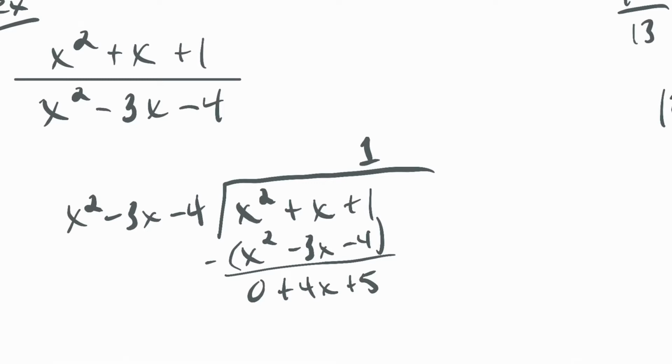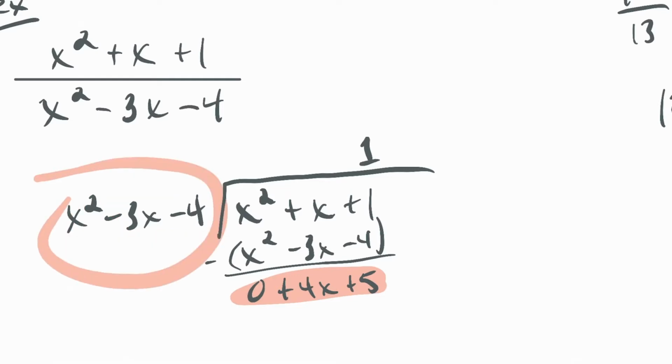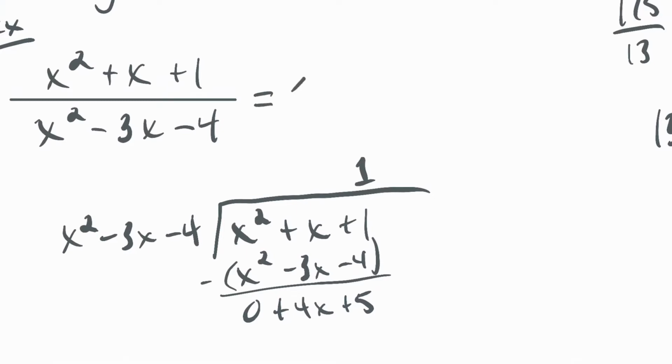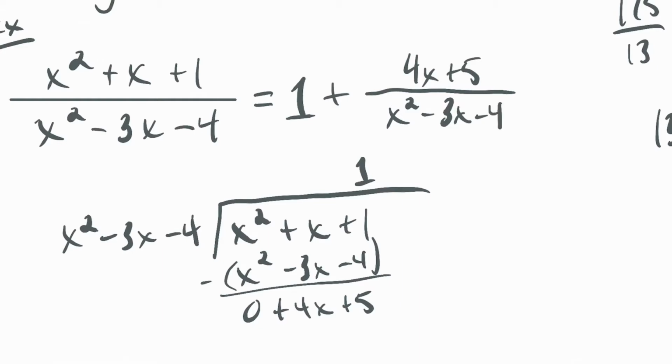Now, I don't have any quadratic term here, so I'm done dividing. I can't subtract x squared at all. And I wouldn't focus on just these and ignore this one. That's not how it works. This is the divisor, and if I can only go through 1 time, well, then I'll go through 1 time. So this guy equals 1 plus 4x plus 5 over x squared minus 3x minus 4.